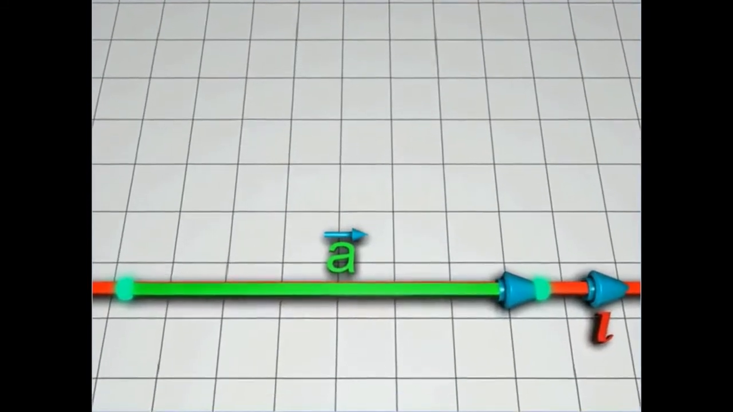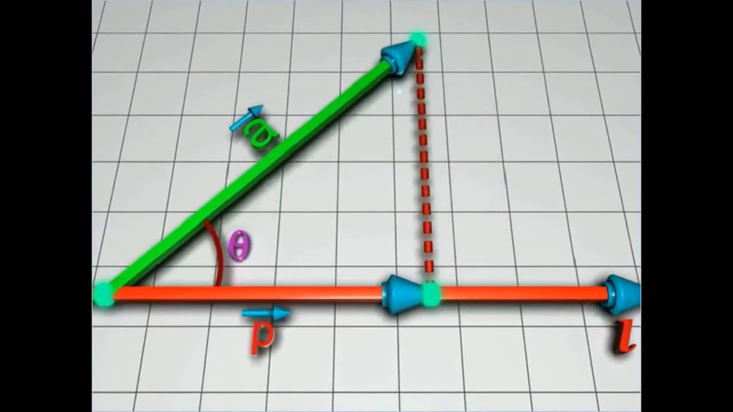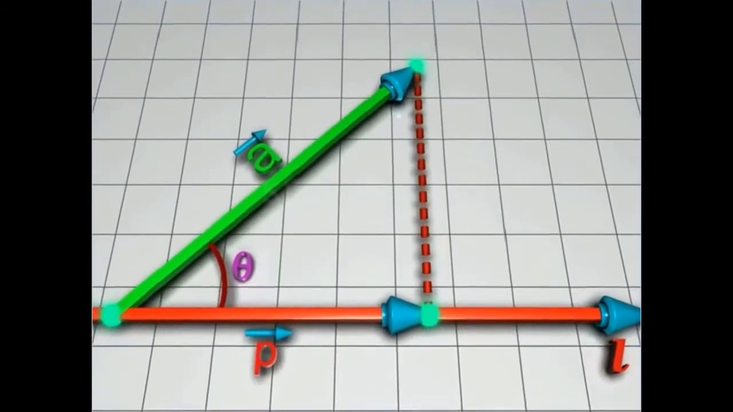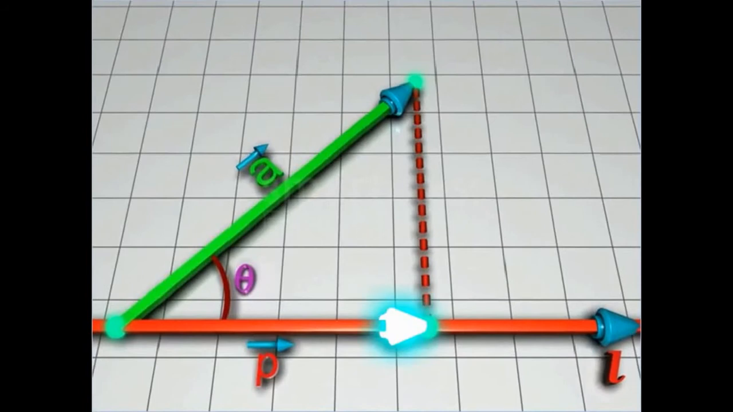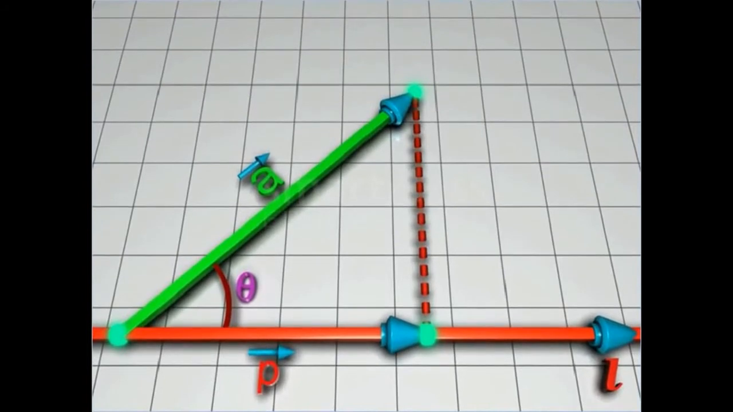Next, if value of theta varies between 0 and 90 degrees, then the direction of the projection vector P is same as the direction of line L. This is because the value of cos theta is positive for all the values of theta between 0 and 90 degrees.